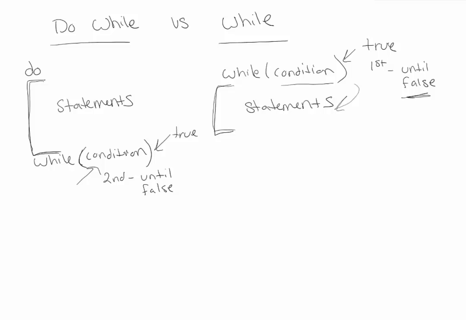So the difference is, while you get the check the first time with the while loop, you will always get your statements executing at least once with a do while loop, since the execution happens first and then we check the condition to determine if that's true. If it is, then we'll come back up and we'll do this again until the condition becomes false, but we always get that first time through.